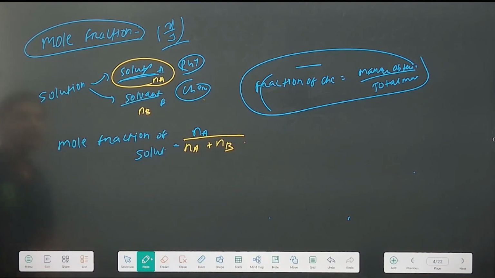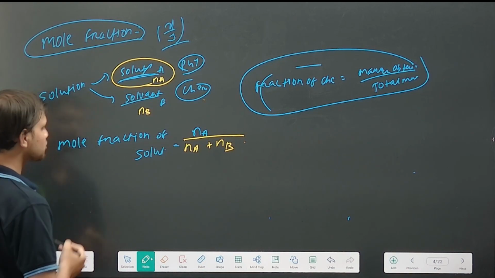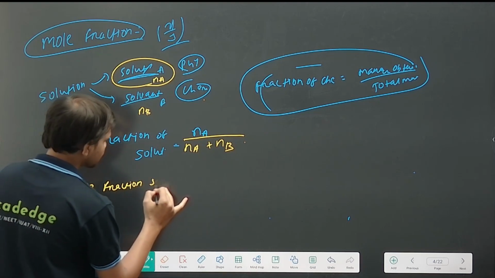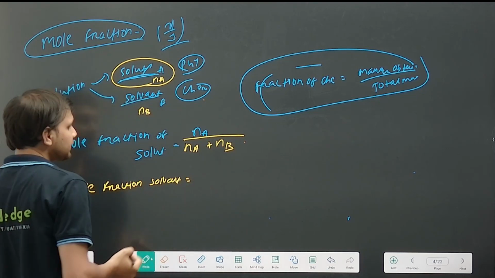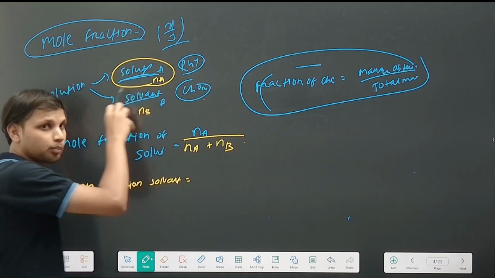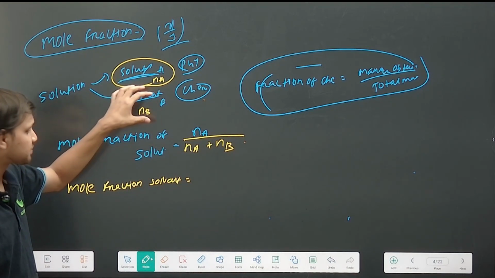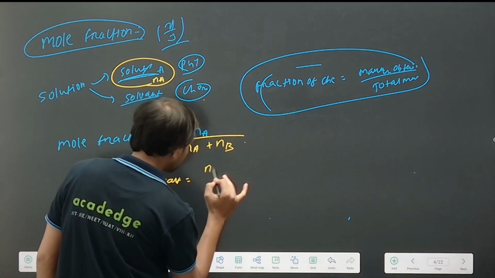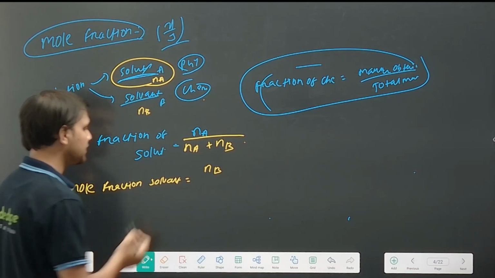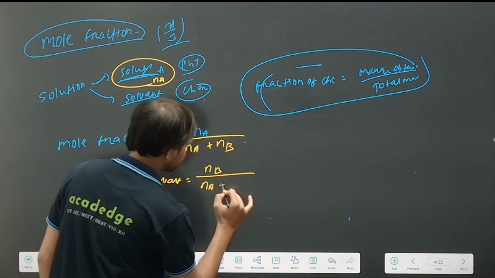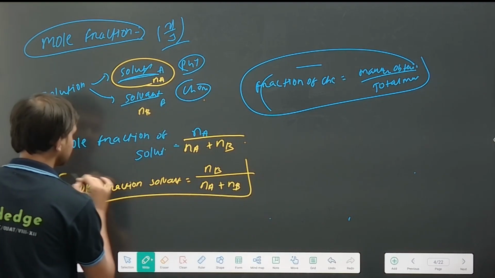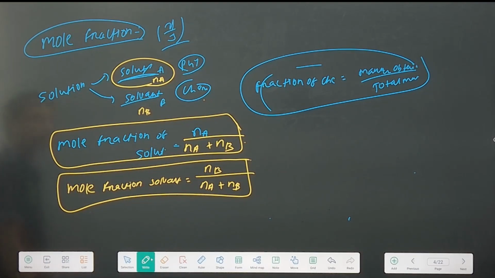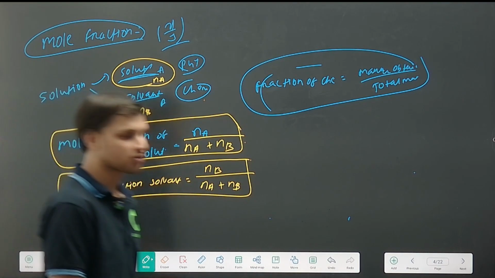Isn't it? Okay. Similarly, if I want to calculate the mole fraction of solvent, I take how many moles of solvent are present out of the total moles of the solution. So the number of moles of solvent, that is number of moles of B, by the total number of moles, that is Na plus Nb. That's the mole fraction of solvent, and the previous one is the formula to find the mole fraction of solute. Okay, note it down. We will do questions on it.